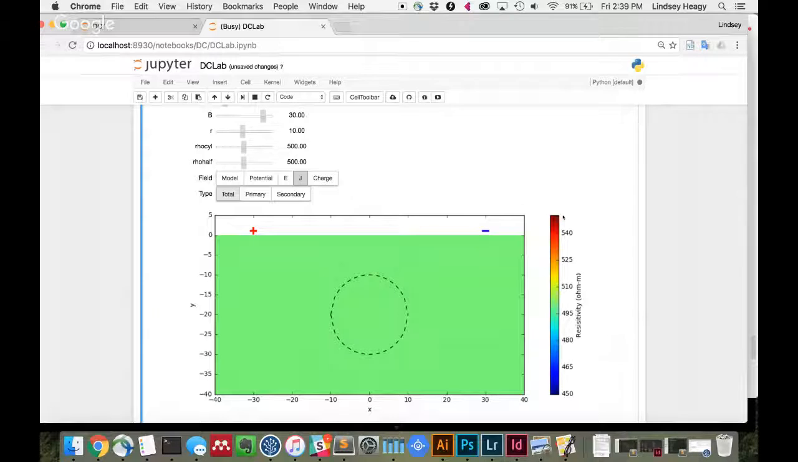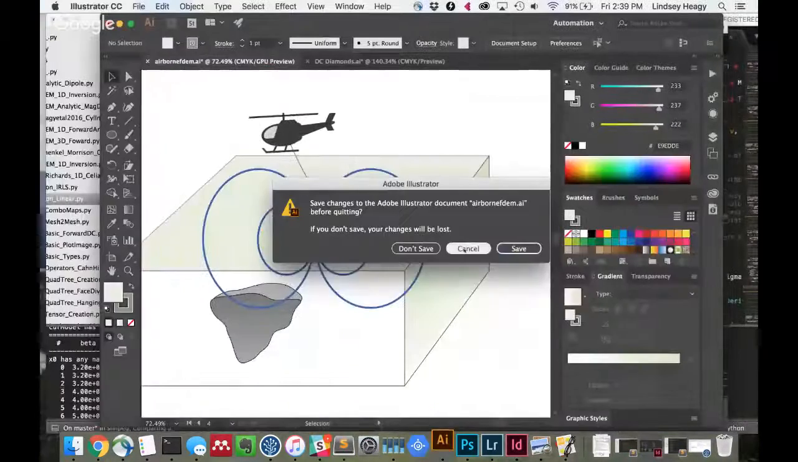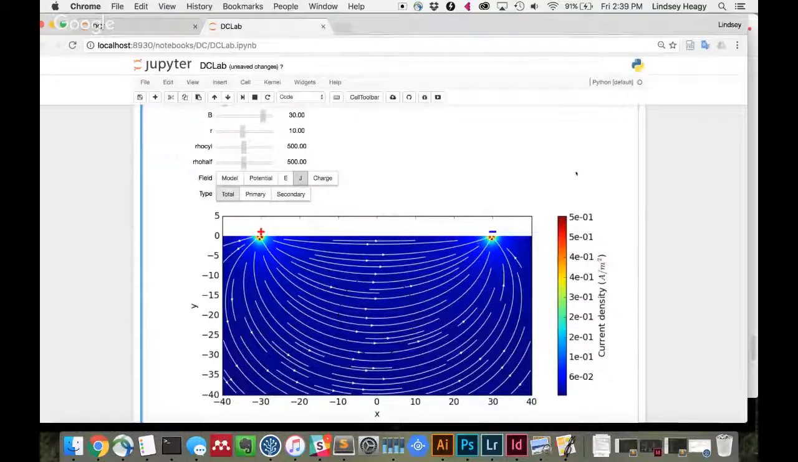So now my question is, suppose I did that same thing, but now I took that sphere or cylinder. Okay, so this was sigma naught. That was like 500 ohm meters. So what would happen if I made this cylinder really resistive compared to the background? So let's suppose I make that 1,000 ohm meters. And I've got the currents here. What do you think would happen?